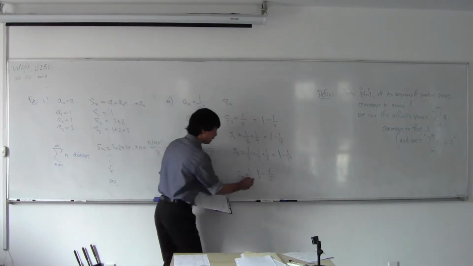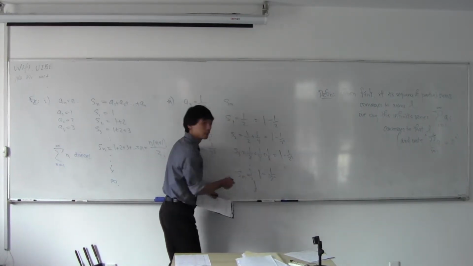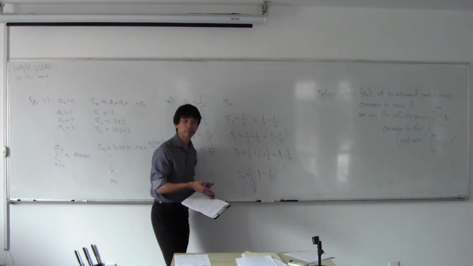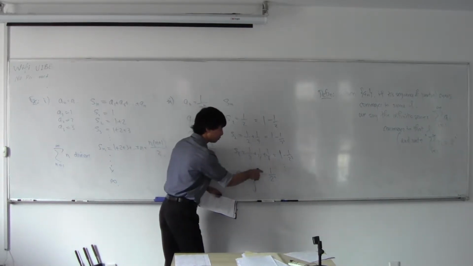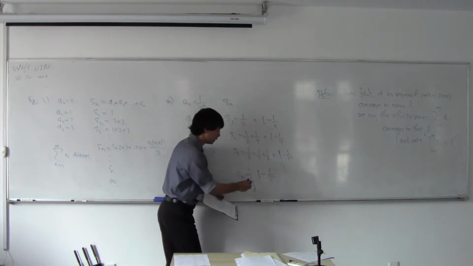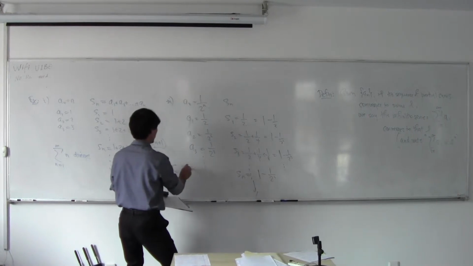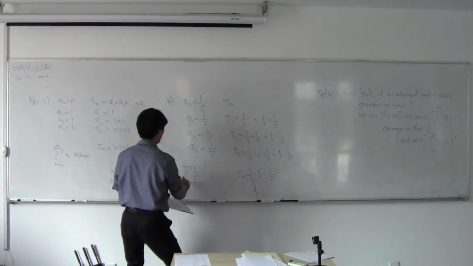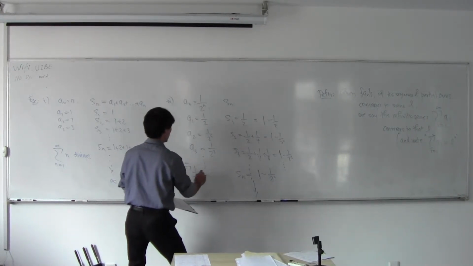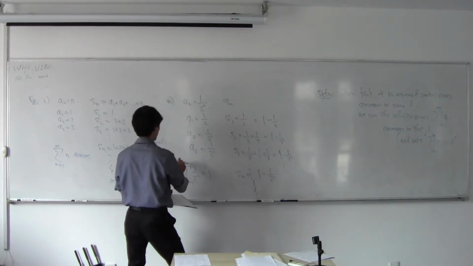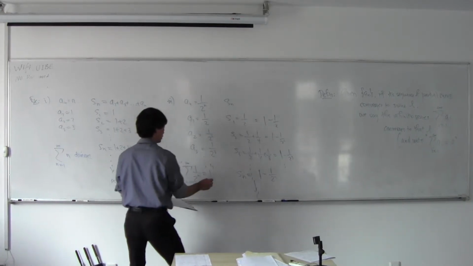And what happens to that as n goes to infinity? As n goes to infinity, S of n becomes 1. And so we say the sum of 1/2 to the n from n equals 1 to infinity equals 1.